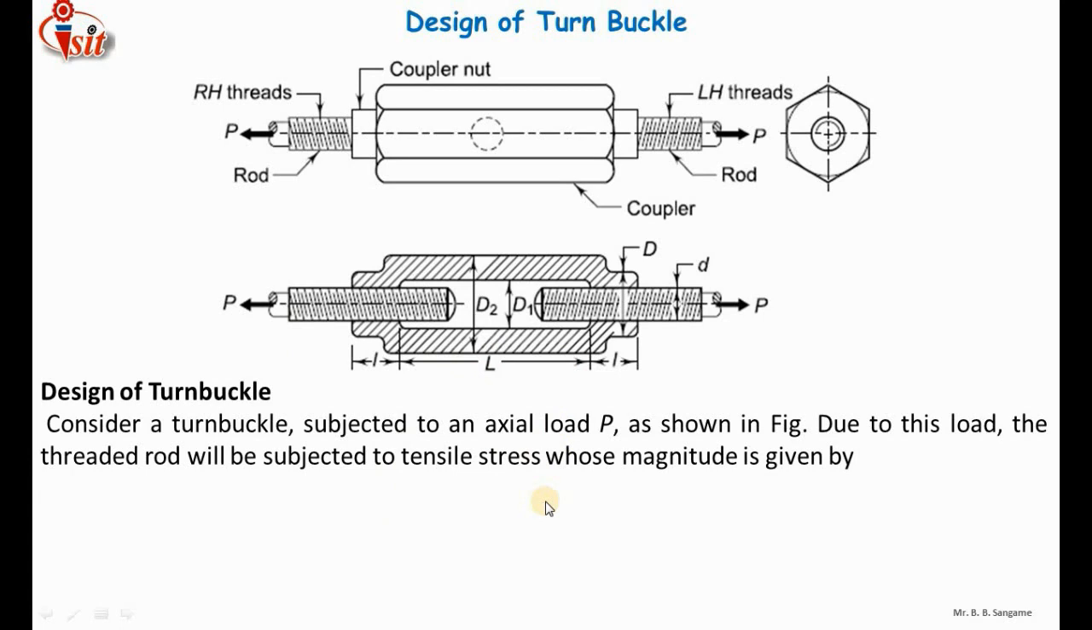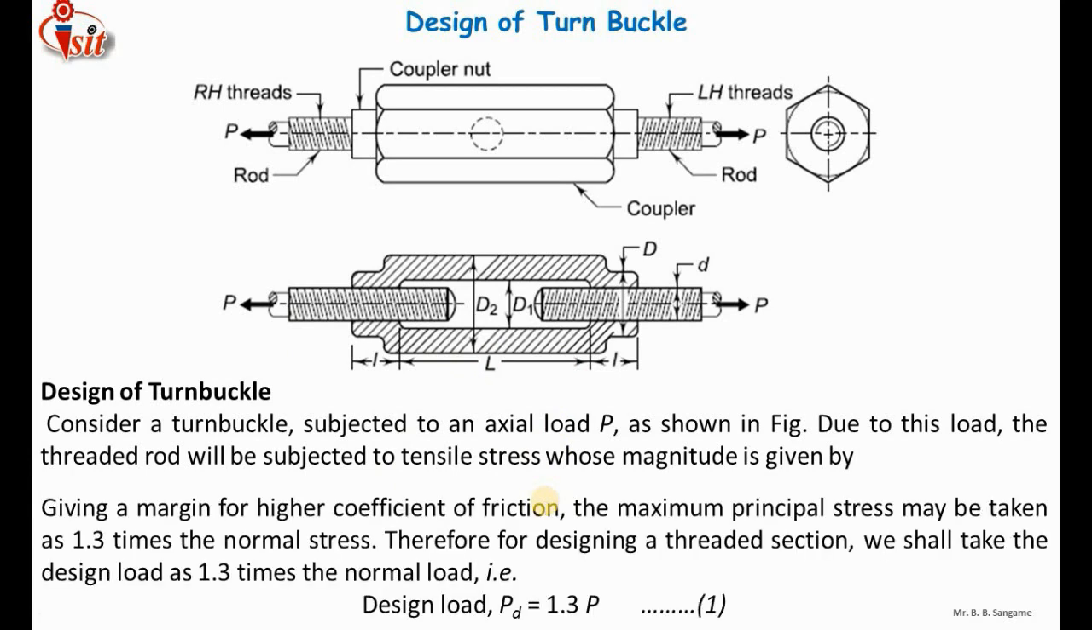So here, while designing the threaded portion, I am going to take the design load PD for the threaded portion only. I am going to increase the design load, taking PD as 1.3 times the normal load. Normal load is the applied load which will be given in the problem, but while designing the threaded portion of the turnbuckle, we have to consider the design load which is 1.3 times the normal load. So remember this: while designing the threaded portion you have to select the design load PD equals 1.3 P, where P is the normal load.